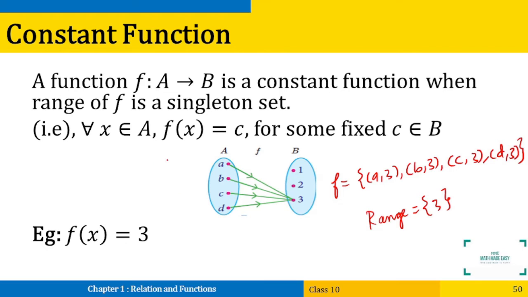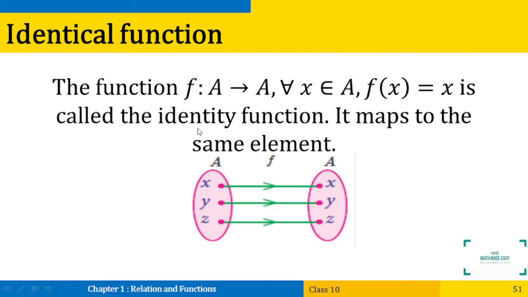Think of the other case where you give a value and it returns the same value. Say for example, if you give a, it returns a. If you give b, it gives b. Then what kind of function is that? That's the next type, called the identical function, right? So the function f is called identical when it maps to the same set, and for all x belonging to that set, f of x returns the same value.